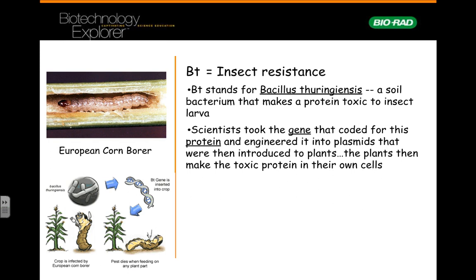Another major trait here is BT. BT, I know, does not stand for insect resistance, but this is the idea. BT in particular stands for a type of bacteria that lives in soil called Bacillus thuringiensis. And this particular soil bacterium makes a protein that is toxic to insect larvae. When the insects chow down on the bacteria, the toxin coats the lining of their intestines, prevents them from being able to absorb nutrients, and the larva ends up dying.